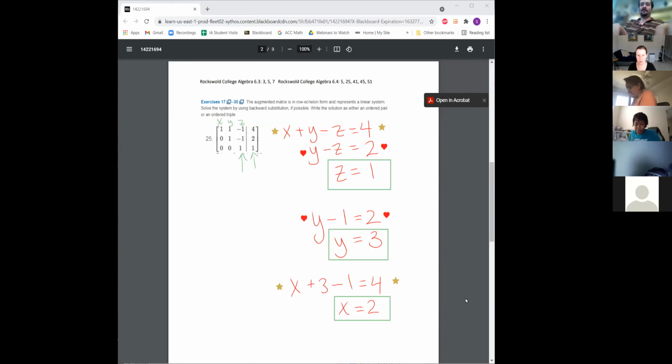Now we've got to write our answers as an ordered triple. So x is always first, just like the alphabet. So x, y, z, just like the alphabet. And that is our answer. If you don't write that at the end, you're not getting full credit because it told you to write a point. It is a point. So if you just leave z equals, y equals, and x equals, that's not full credit because it wanted you to actually have the ordered pair, or the ordered triple in this case.